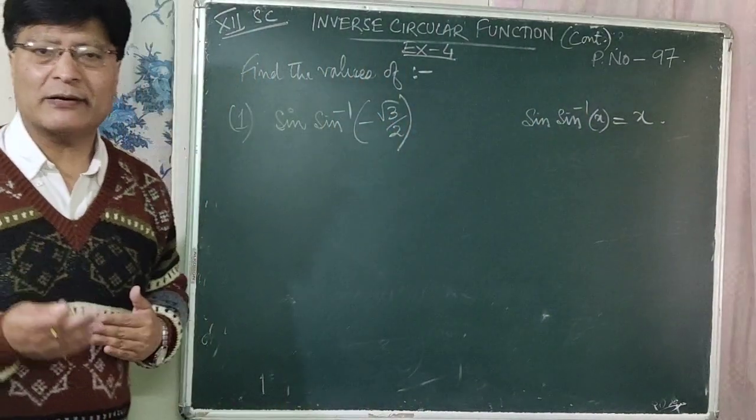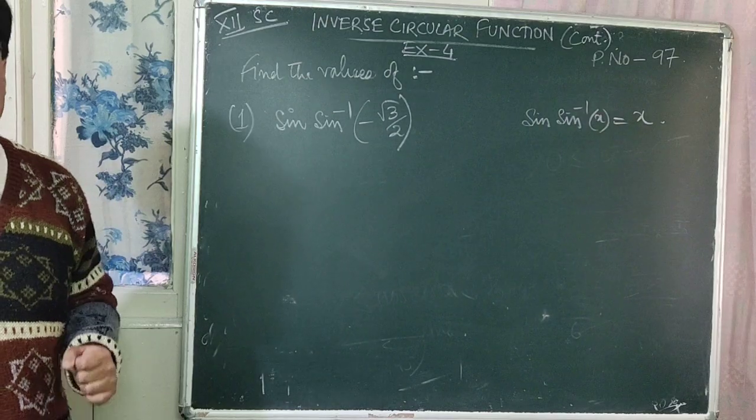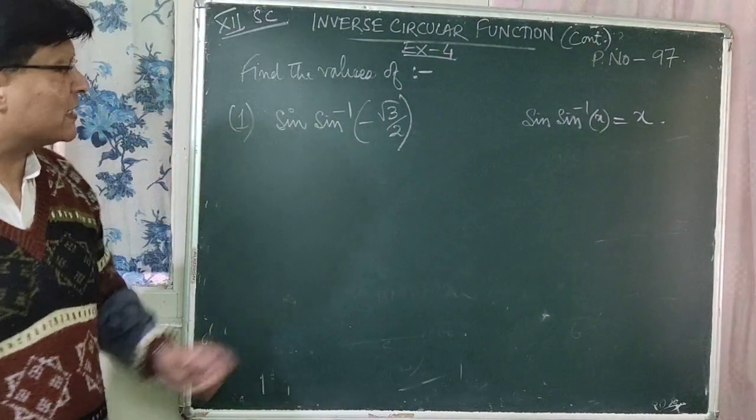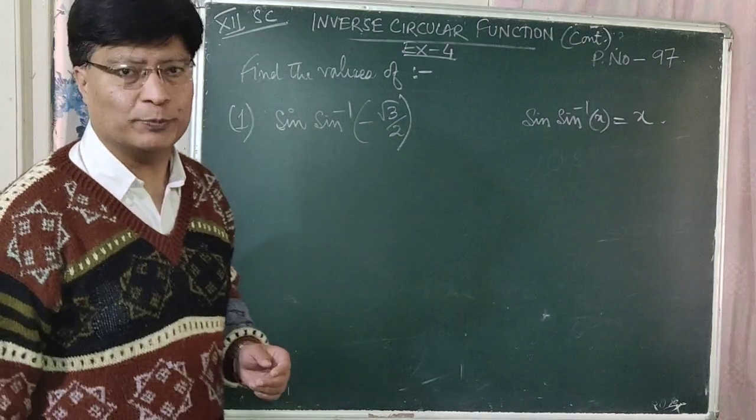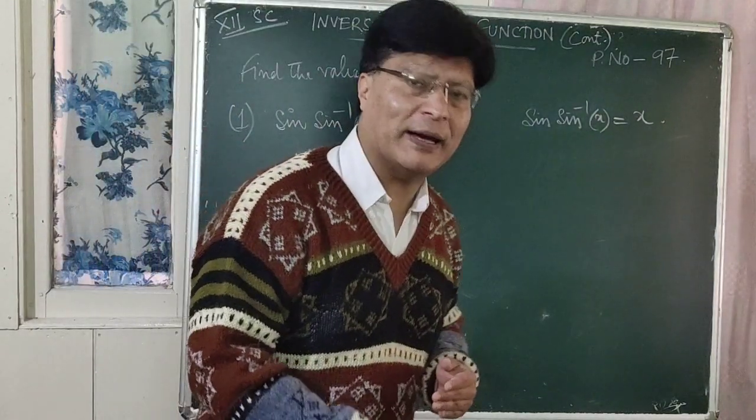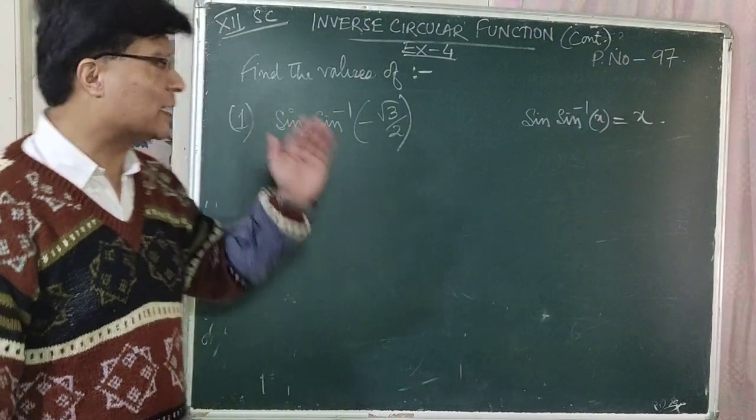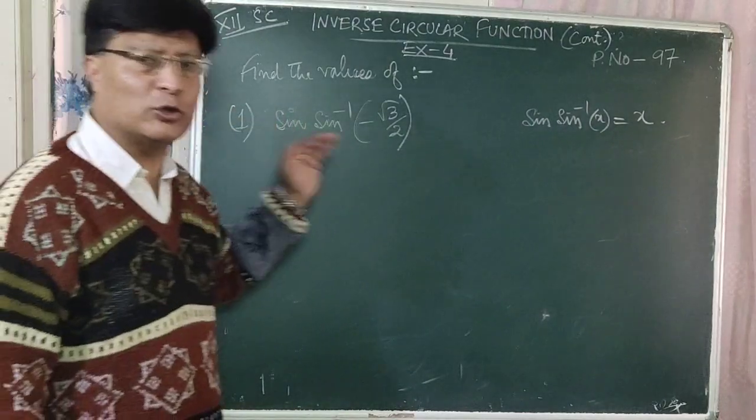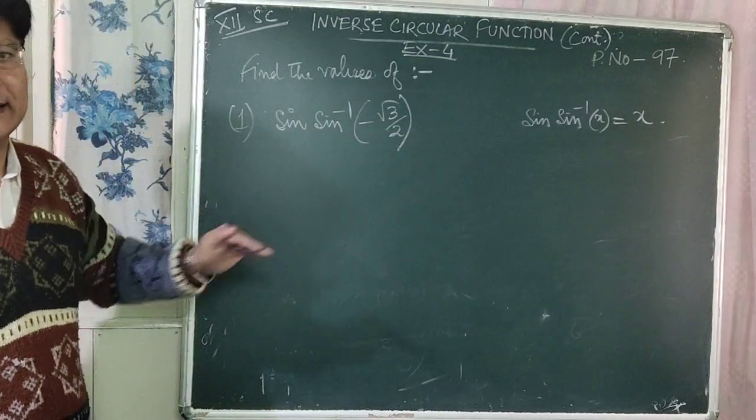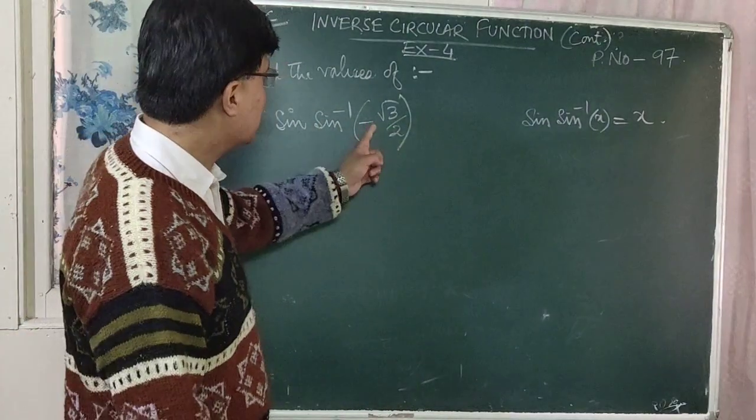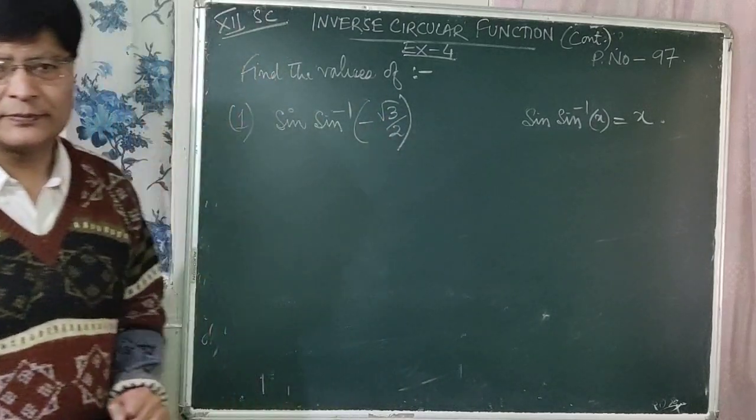But here what should we consider? You have to consider the principal value, that is the least value. Okay? So don't write directly minus root 3 by 2. The answer may be minus root 3 by 2 or may be different. Okay? That's why let us do this problem step by step. Is that clear? So now there is minus root 3 by 2, right?